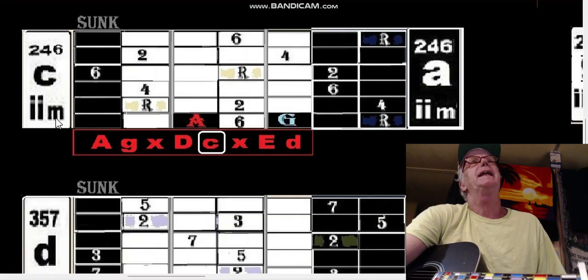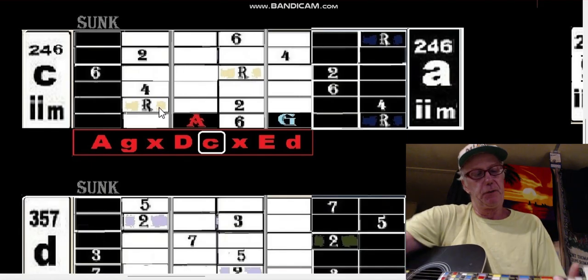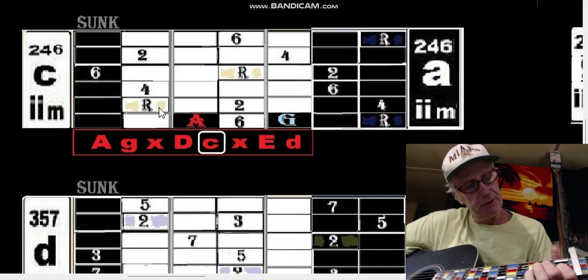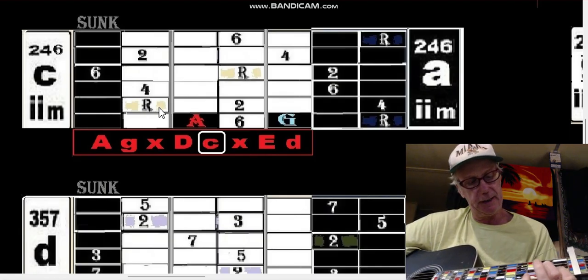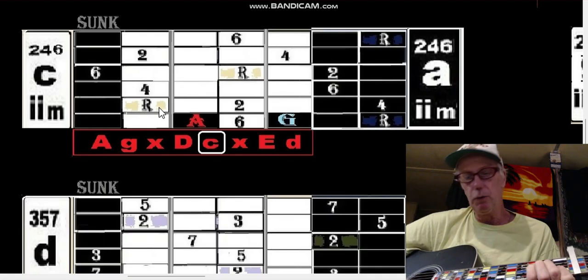But we can't get that 6, so we're going to play what we got. In order to play what we got, we're going to add its 7th. So we've got a D minor 7th here. D minor 7th is going to sound like this. Here's the regular. Drop that root 1 modal.